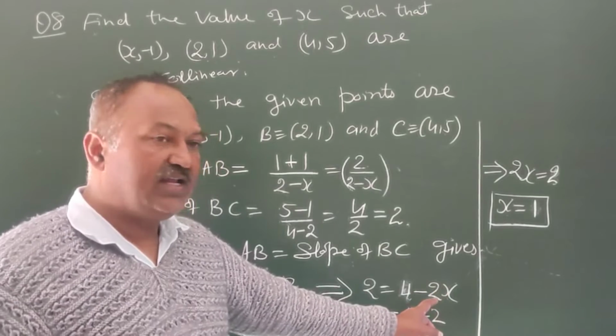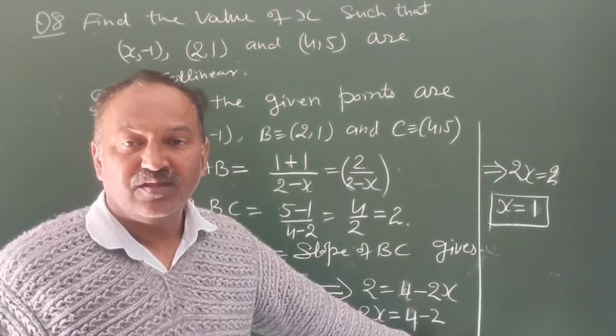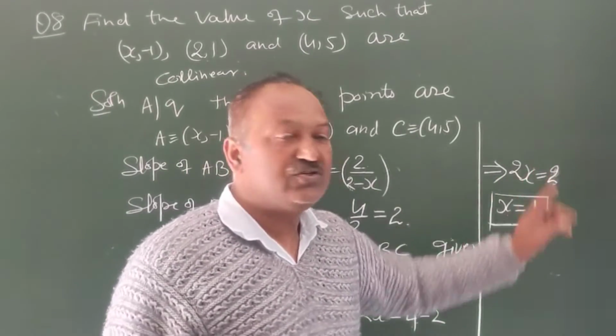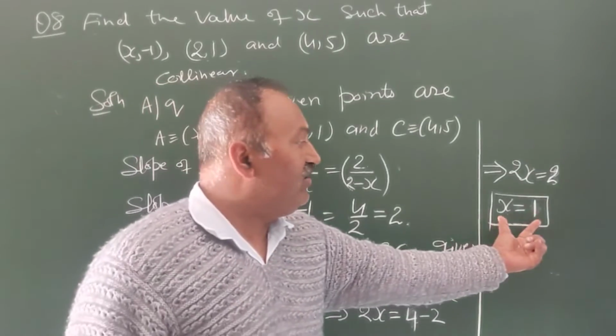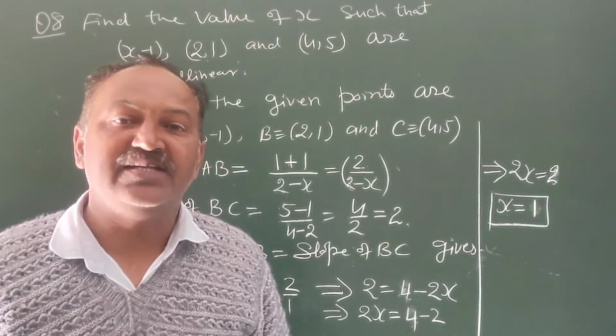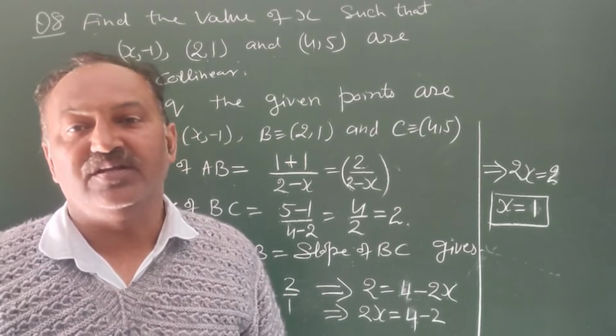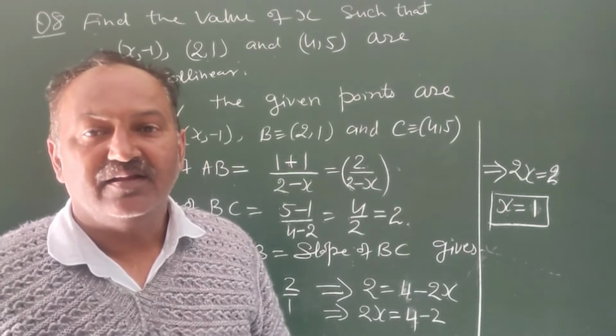Taking 2x to the left side, we get 2x is equal to 4 minus 2. Therefore, 2x is equal to 2, hence x is equal to 1. This is the value of x for which these 3 points A, B and C are collinear. So, this is the answer. That's all.